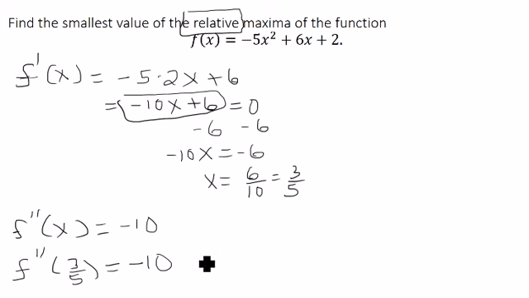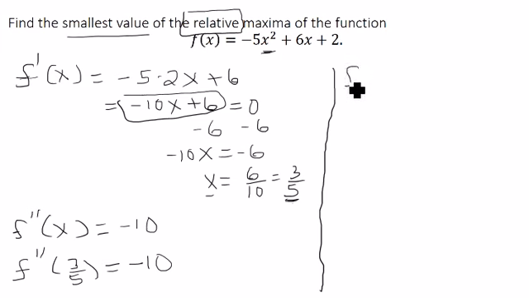So this is going to be the critical number 3 over 5. But if you look at the question carefully, we're not looking for the critical number unlike the previous example. In this case, we're going to find the smallest value of the relative maxima. So you have to replace the x in the original function with the critical number. So we're going to find f of 3/5. That's what we're going to find.